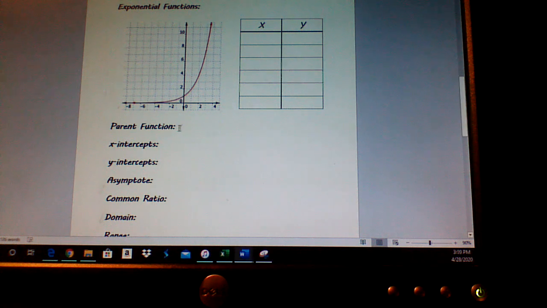Now, a parent function for my exponential functions, we don't necessarily have a parent function, it's just kind of a basic exponential.